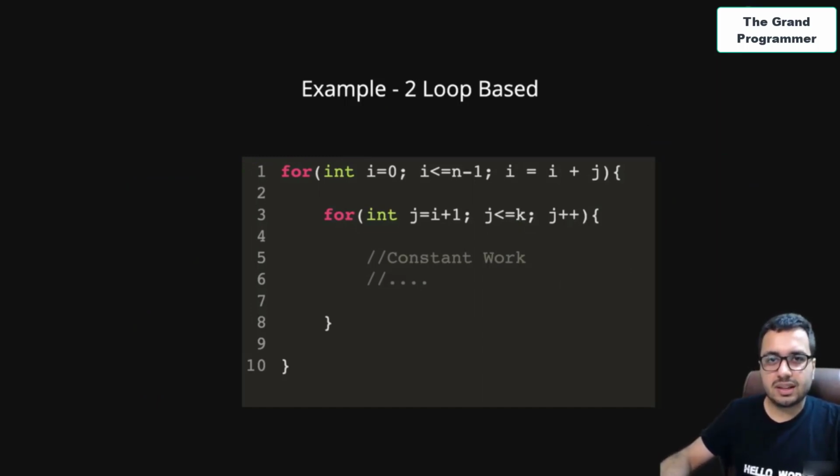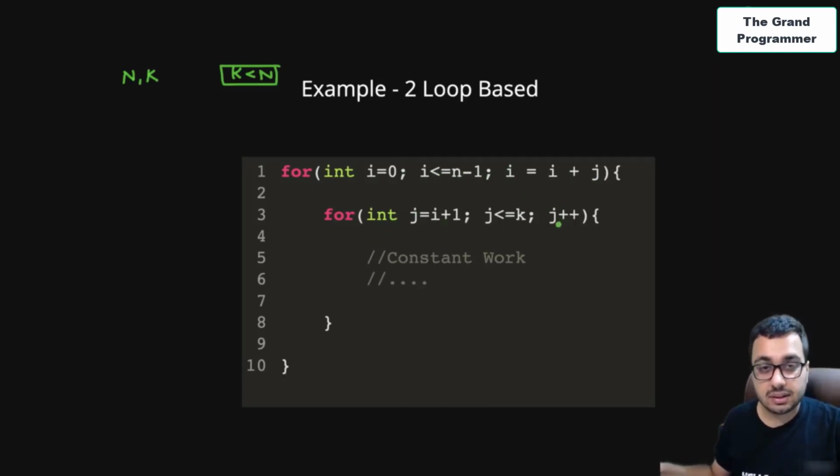Hi everyone. So let us look at another loop based code and try to find out the complexity of this code. This is going to be a bit tricky. If you look carefully in this example, we have two variables, one is n and one is k, and let's say k is a constant which is less than n. This is something we can assume for now. The outer loop is going from i equal to 0, i less than or equal to n minus 1, and then we have this update i equal to i plus j, and the inner loop starts from i plus 1, goes till k, and then j is incremented.